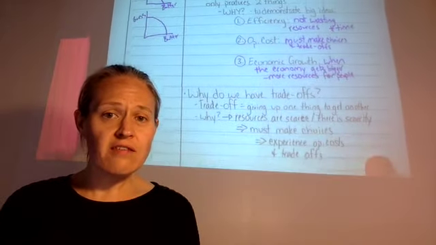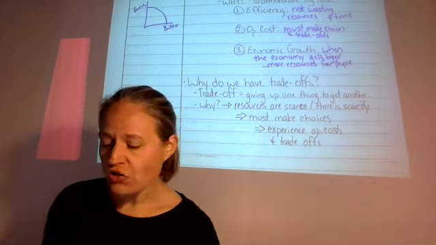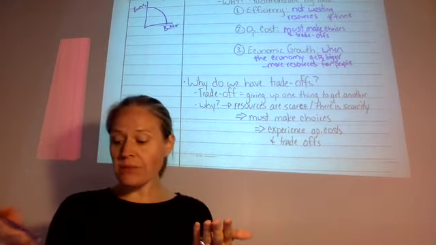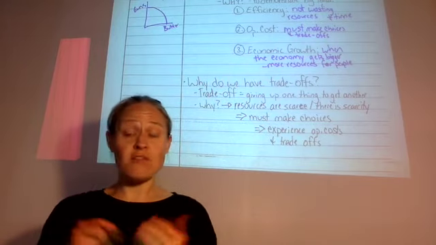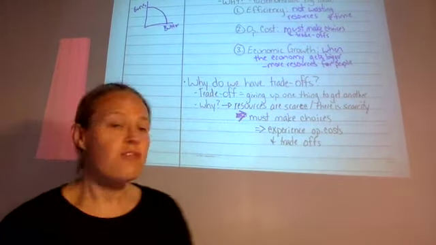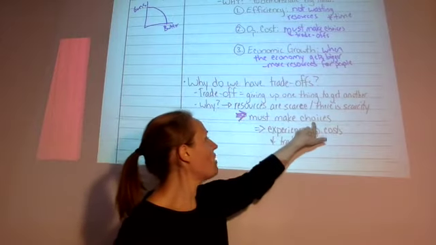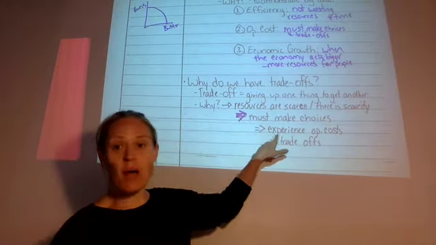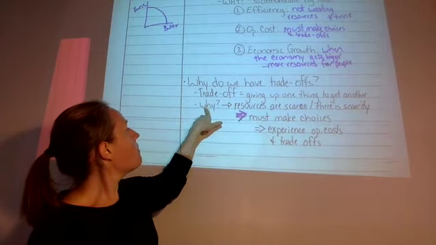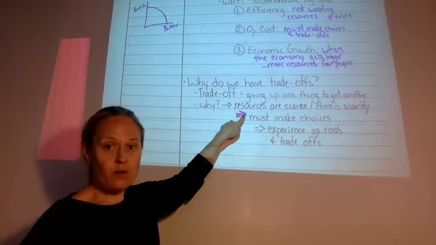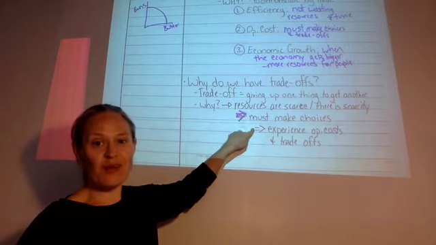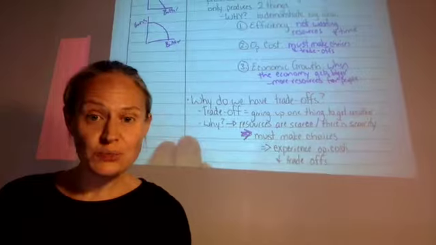All right, so let's discuss why we have trade-offs. A trade-off means giving up one thing to get another. We discussed that a little bit in our last module. So why again? Because resources are scarce, or there is scarcity. And remember, therefore, okay, so this symbol here, therefore, we must make choices. Therefore, we experience opportunity costs and trade-offs. So because there is scarcity, therefore we must make choices. Because we must make choices, therefore we experience opportunity costs and trade-offs. Okay, let's move on to page 2.